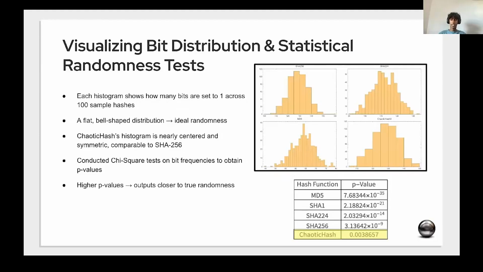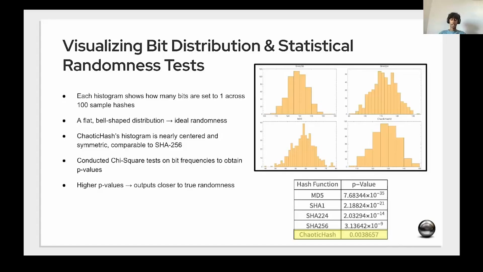So for another test, we visualized the bit distribution. Each histogram here shows how many bits are set to 1 across 100 different sample hashes. We're looking for a flat bell-shaped distribution, which leads us to ideal randomness. The chaotic hash's histogram is on the bottom right, and it's nearly centered and symmetric, which is comparable to SHA-256, while older versions like SHA-224 and MD5 show more irregular distributions.